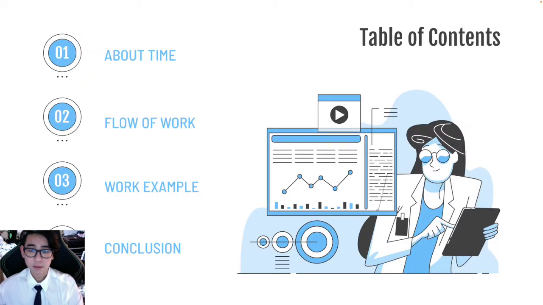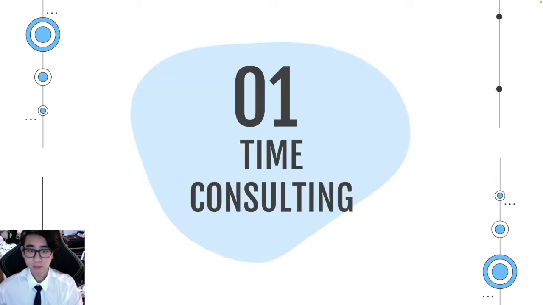Moving on, we have the table of contents of this presentation. So we have the about of the company, so about Time. We have the flow of work, in which I will explain the workflow and the different processes. Then we will have the work example, such as what kind of projects did I help perform and what kind of research I did. And then we will have the conclusions, where I explain the benefits and lessons learned.